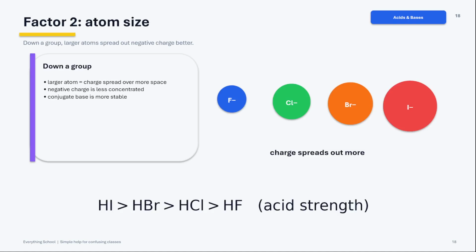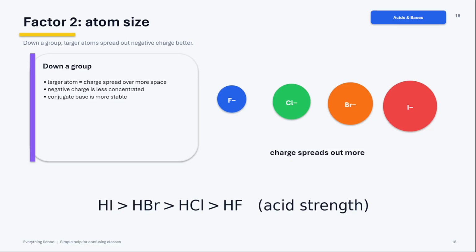Down a group, larger atoms spread out negative charge better. The slide shows the halides F-, Cl-, Br-, and I-. As you go down the group, charge spreads out more. A larger atom gives the negative charge more space, so the charge is less concentrated. That makes the conjugate base more stable.